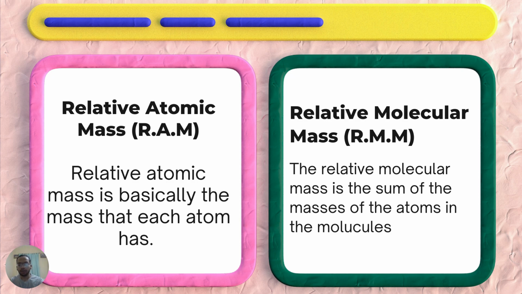On the other hand, the relative molecular mass is the sum of the masses of the atoms in the molecule. For example, H2O. The RMM would be 18 because hydrogen's mass is 1, so it has to be multiplied by 2. That would give 2, and we have to add 16 of oxygen. That will finally give us a molecular mass of 18.